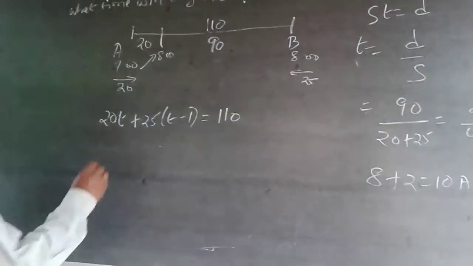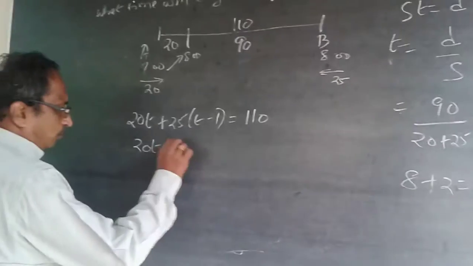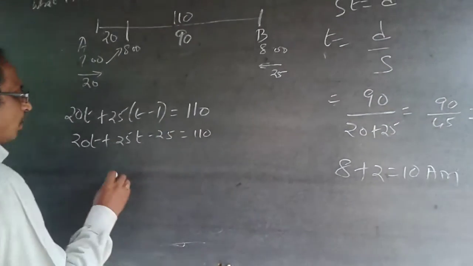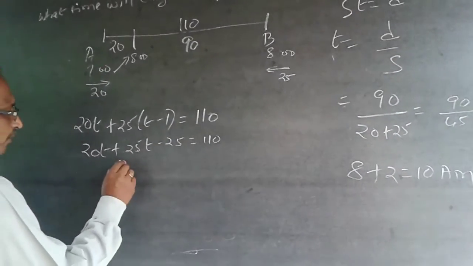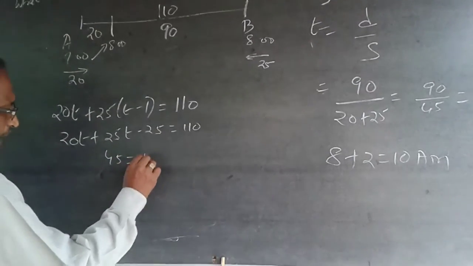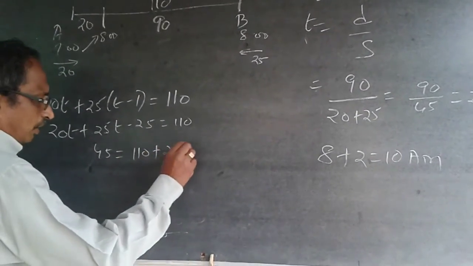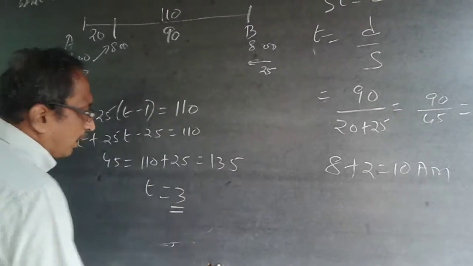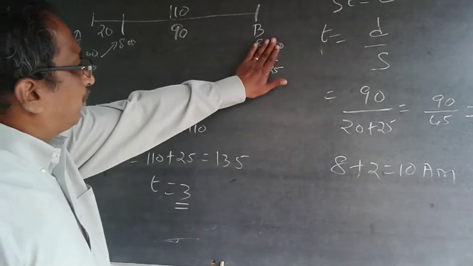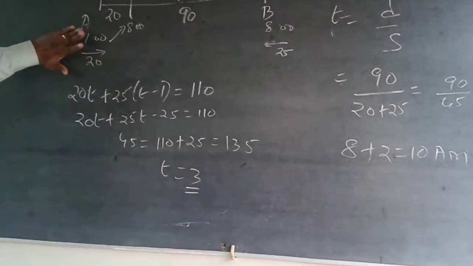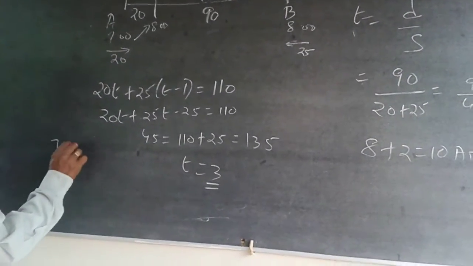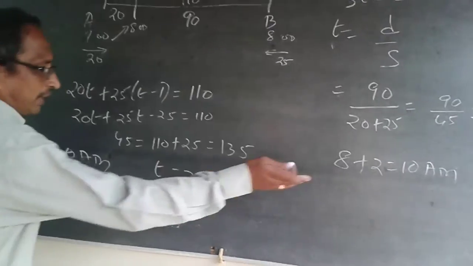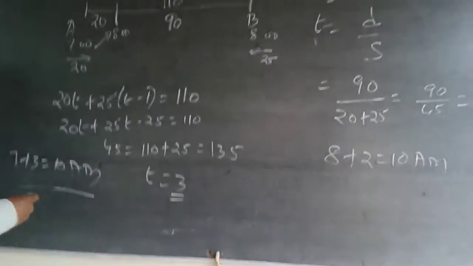Now we have to solve this. It will be 20T plus 25T minus 25 equal to 110, or 45T will be equal to 110 plus 25, which is 135, or T will be equal to 3. Here I have taken 7 o'clock as the starting point. So 7 plus 3 is 10 a.m. This is the way of doing it. Either you can choose this method or the earlier one. Both the methods are fast.